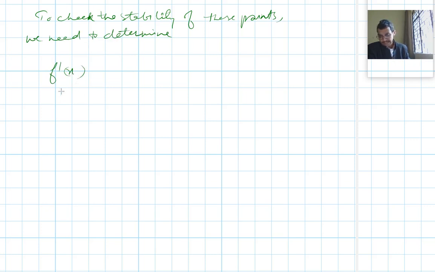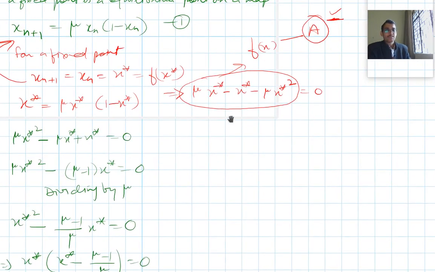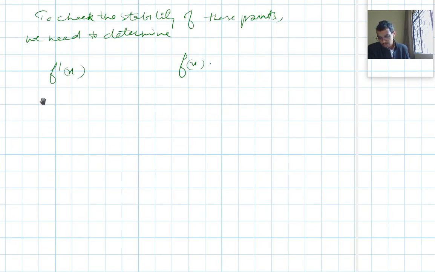f prime x, and the f of x which we have taken from equation number 1, let me recall the equation. This is from equation number A, right? So if I use this, then f of x is equal to mu x minus mu x square. This is the value of f of x which we are taking, right? So now we need to determine the derivative of it.